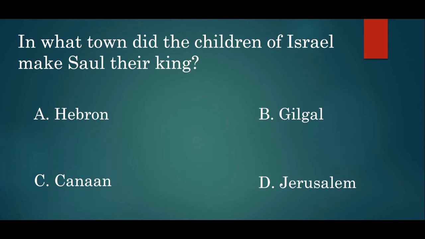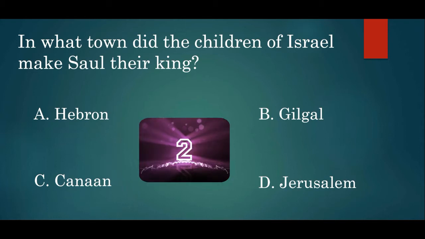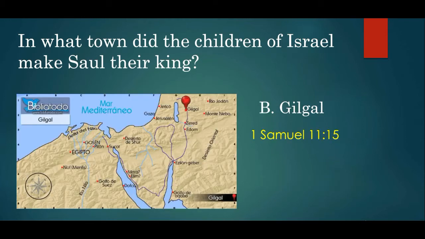In what town did the children of Israel make Saul their king? A. Hebron, B. Gilgal, C. Canaan, D. Jerusalem. The correct answer is B. Gilgal.